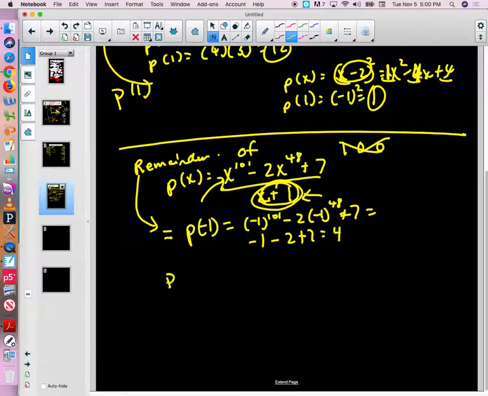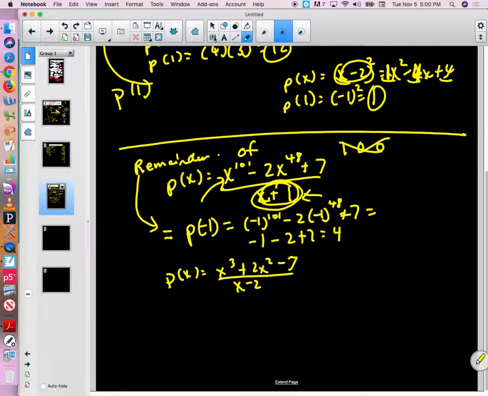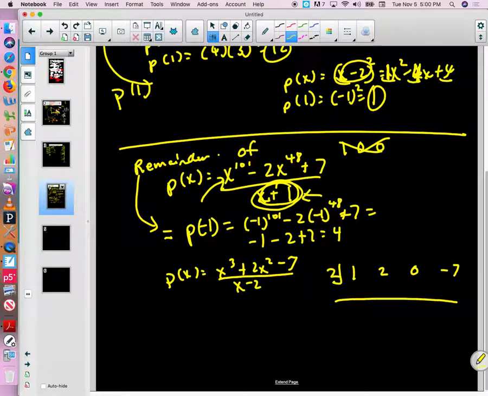So what I mean by that is if you have P of x is equal to x to the third plus 2x squared minus 7 over x minus 2. I could divide it, x to the third, let's do synthetic division, 1x to the third, 2x squared, 0x, and negative 7, and put this 2 into it. Let's divide.